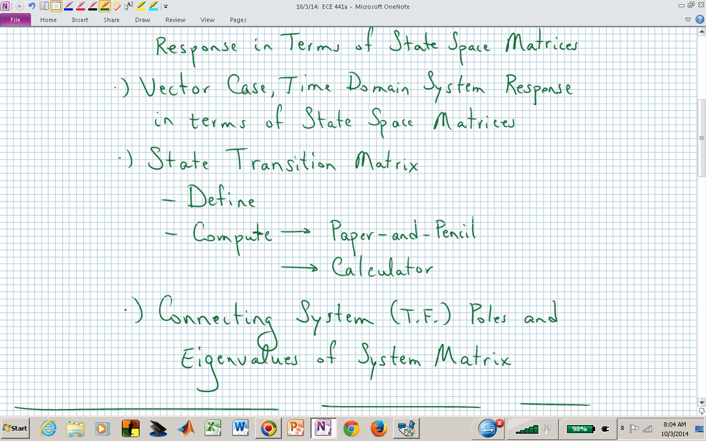And those eigenvalues of our system matrix are consistent with the poles or the denominator roots of our transfer function. If we have a single input, single output system, it's just the denominator. We can find those roots, and those roots will be the poles of our system, which are also the eigenvalues in our system matrix. And we'll try to make all of those connections.